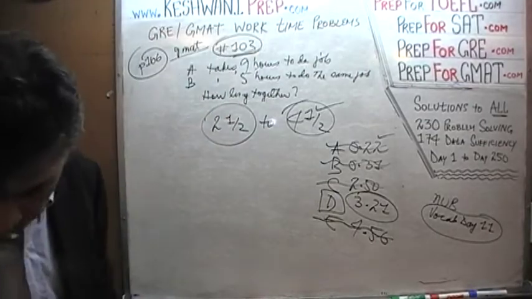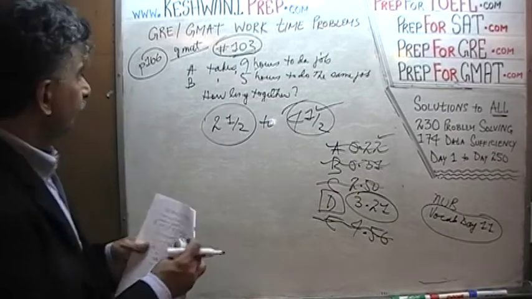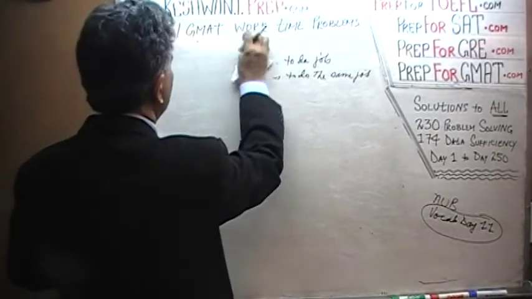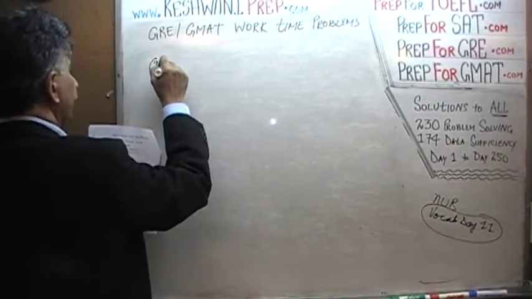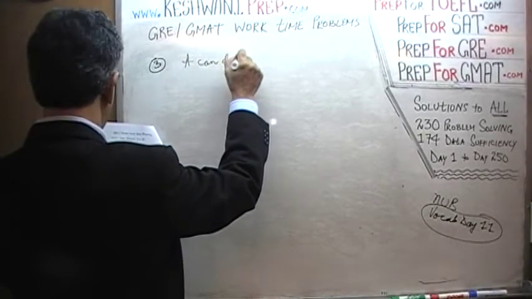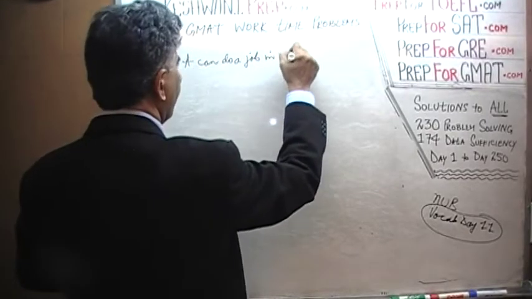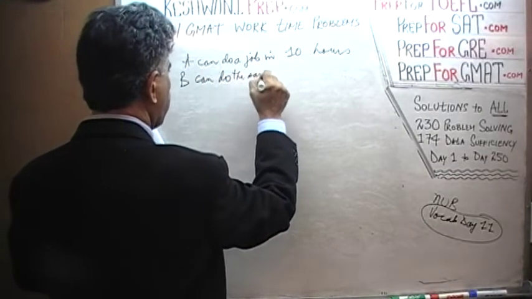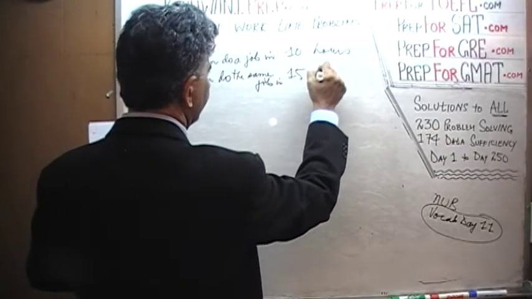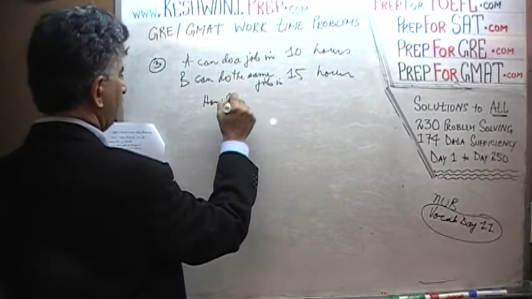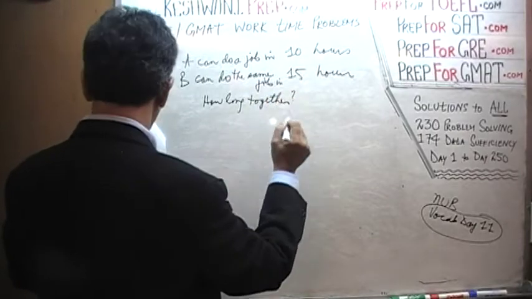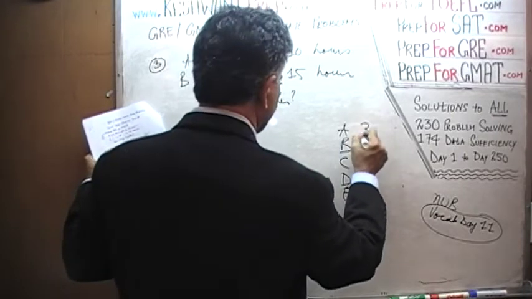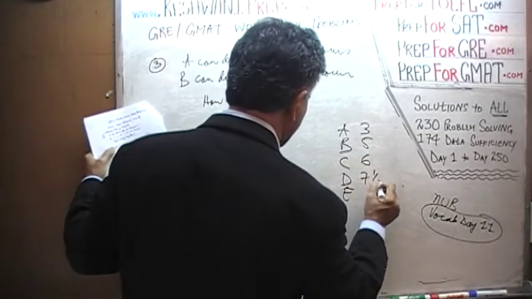Let's do one more, shall we? Enough of the talk. Let's do one more. Number three, this time we're going to have two people, and you'll see how fast it goes. I'm going to rewrite the whole thing. This is getting too crowded. Here's question number three. A can do a job in 10 hours. B can do the same job in 15 hours. How long together? Here are the answer choices: A, B, C, D, and E. 3, 5, 6, 7.5, and 10.